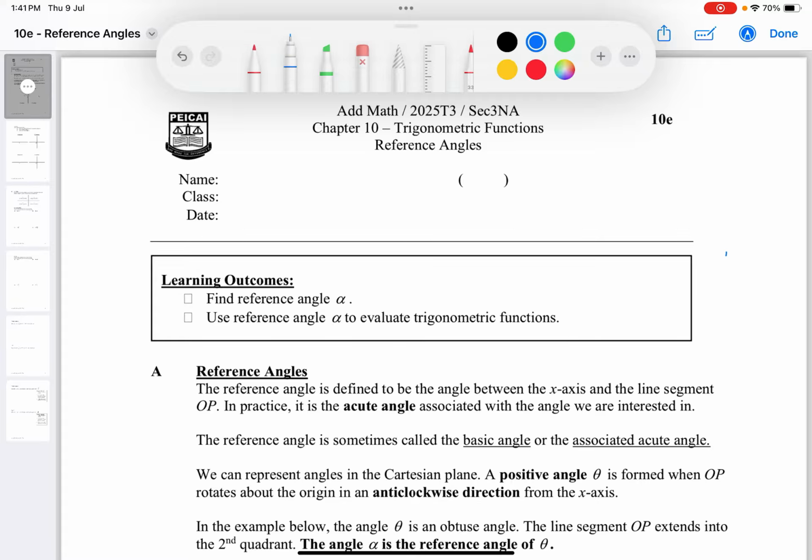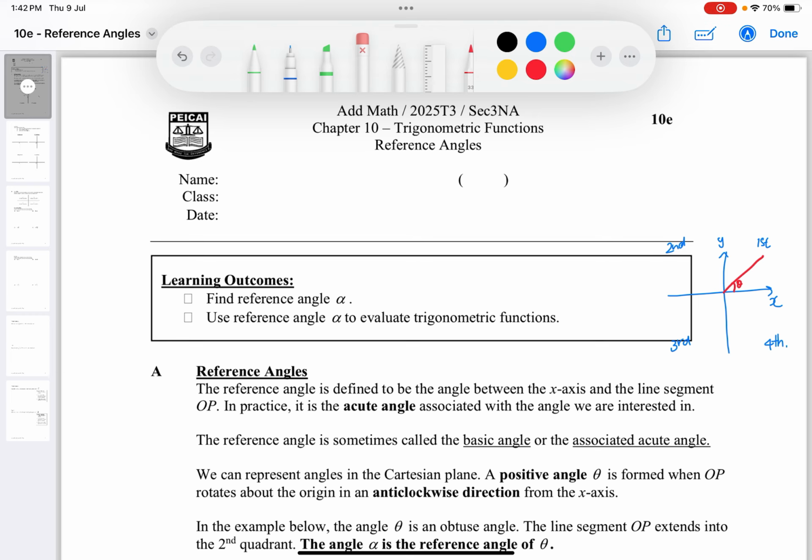Reference angles are defined in the X and Y coordinate system, where there are 4 quadrants: the first, second, third, and fourth quadrant. In each of the 4 quadrants, for every angle we can find its corresponding acute angle, and that is called the reference angle or basic angle. For example, if my angle is in the first quadrant, then the basic angle will be equal to the angle.